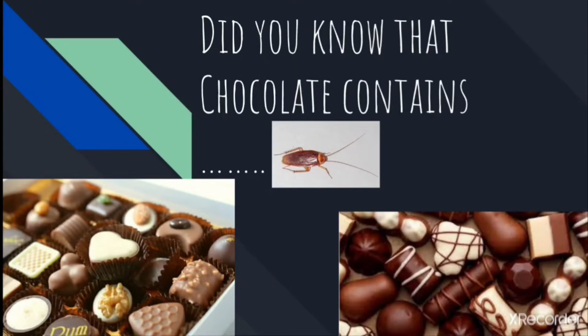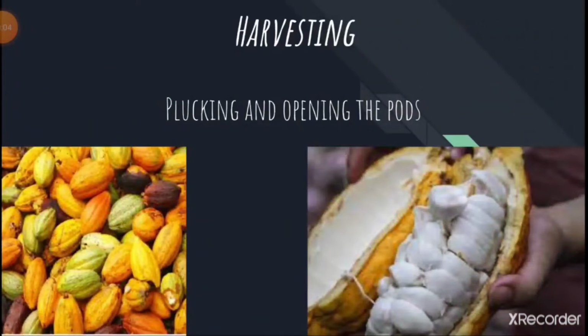So let's begin. Before we talk about the process of making chocolate, let's find out what chocolate is. Chocolate is a food made from cocoa beans. It is used in making desserts like pudding, cake, candy, ice cream, and Easter eggs. It can be sold in solid form such as a candy bar or in liquid form such as hot chocolate. It is one of the most famous foods. And now let's talk about how it is made.